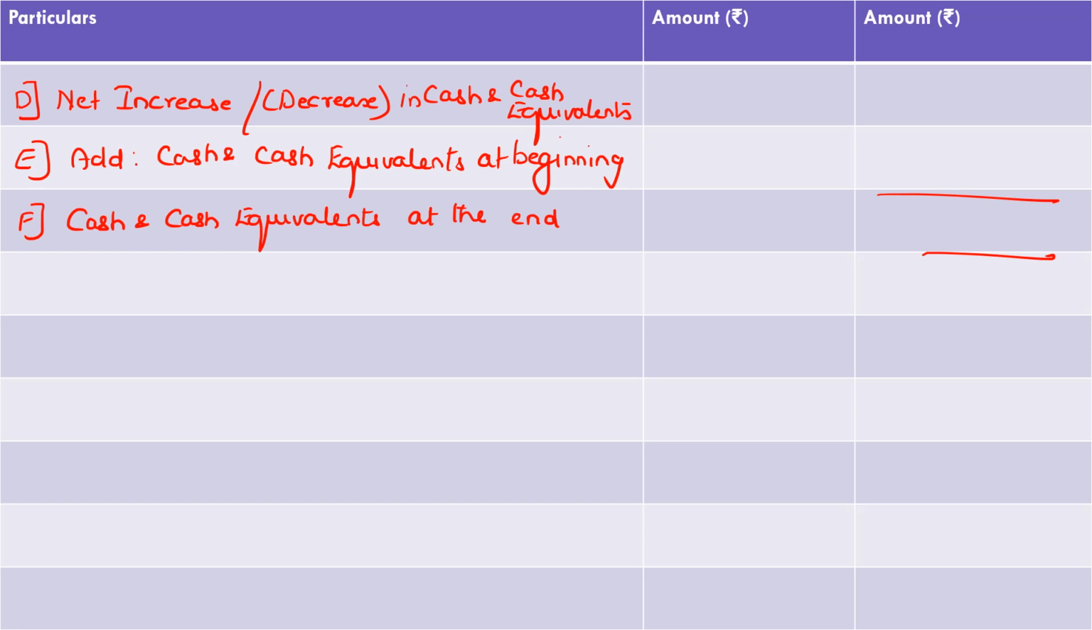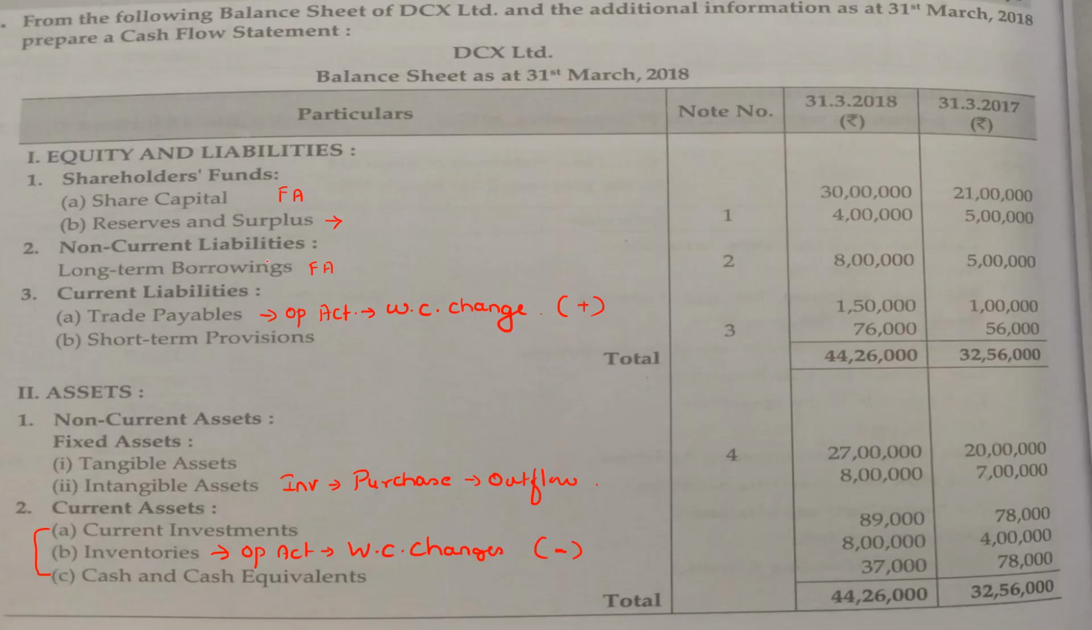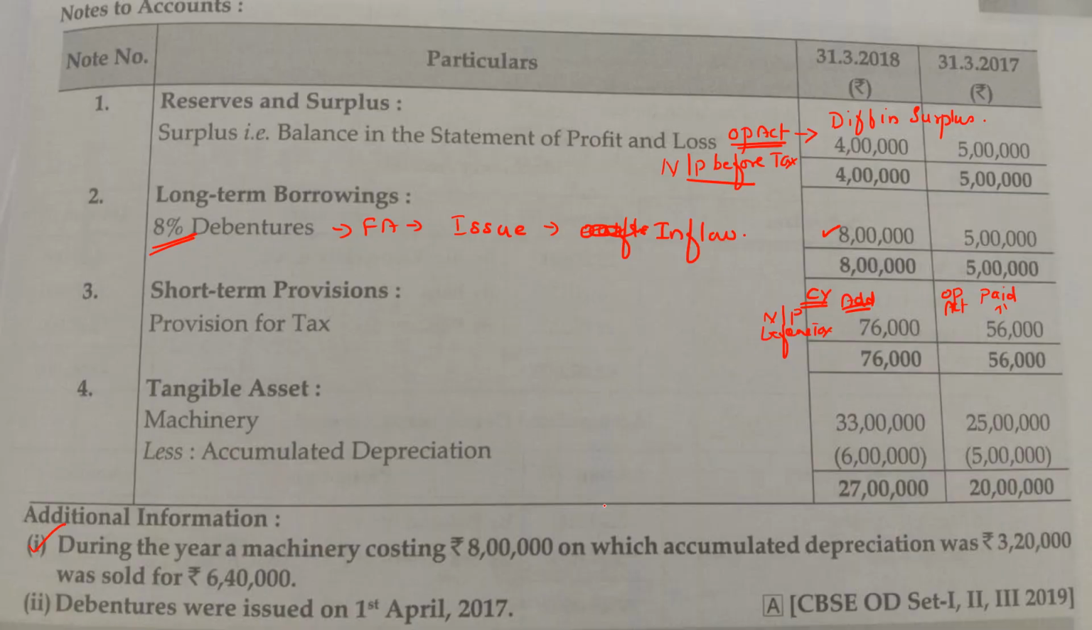Third step would be go back to the question and start with the liability side items, put it into the form. So share capital, no reference, directly increase. So there were issue. Under the financing activity, write that amount as proceeds from issue of shares. An increase of 9 lakh. So there is an inflow of 9 lakh.